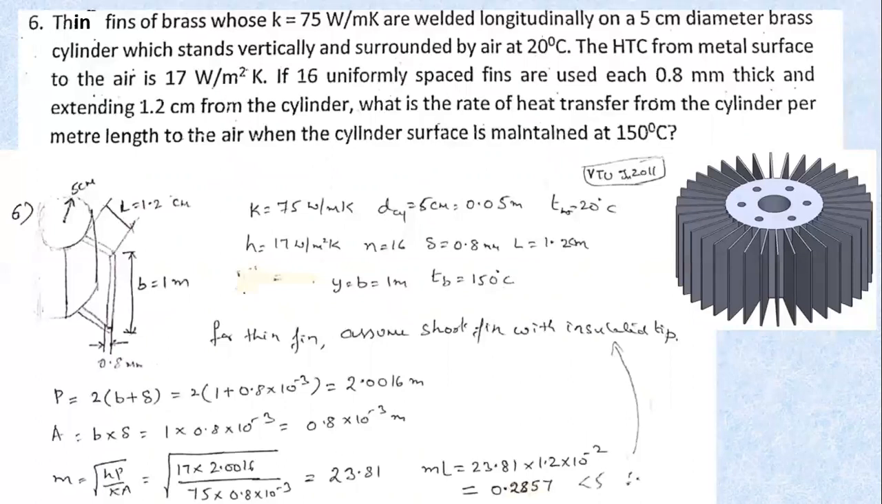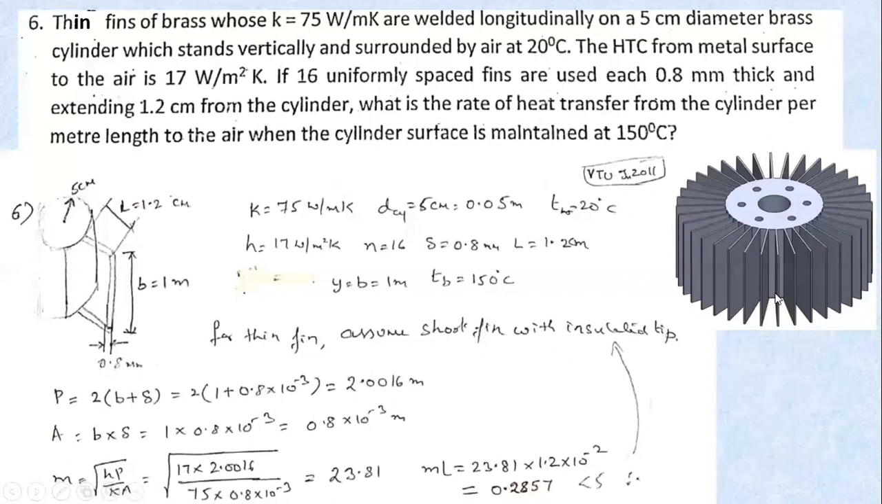Now, coming to the next problem. In this problem, they say thin fins of brass, whose k is 75 watt per meter Kelvin, are welded longitudinally on a 5 centimeter diameter brass cylinder. Consider this as a central brass cylinder and its diameter is 5 centimeters. Just a sketch is given here.